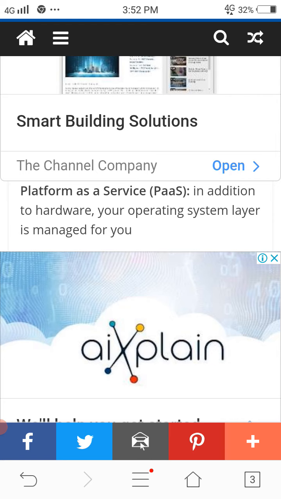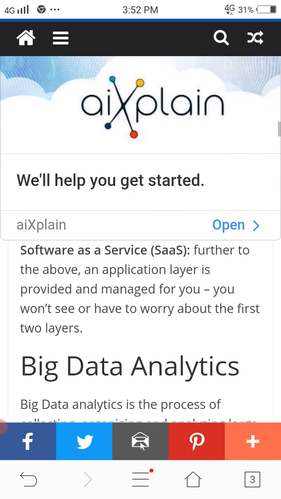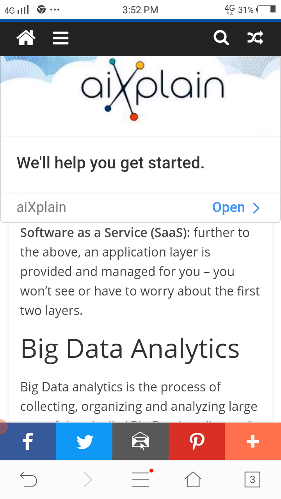The second service provided by cloud computing is platform as a service. In addition to hardware, your operating system layer is managed for you. Third one is software as a service. Further to the above, an application layer is provided and managed for you. You would not see or have to worry about the first two layers.